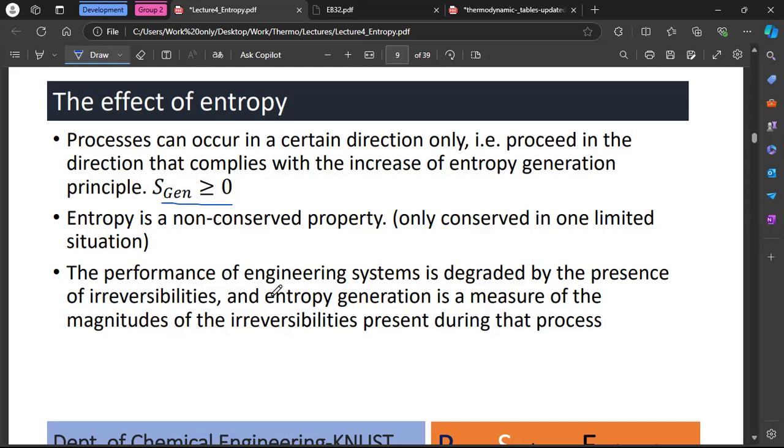So the performance of engineering systems is degraded when we have irreversibilities. And entropy generation is a measure of the magnitude of the irreversibility we have, right? So we are seeing here entropy generated is a measure of the magnitude of irreversibilities that we have. So please just take note of that. All we are just trying to say by that is if I have a system, right, and there's no point that is reversible, right, then I'm dealing with irreversibilities. And entropy is just measuring how irreversible it is. Is that okay?